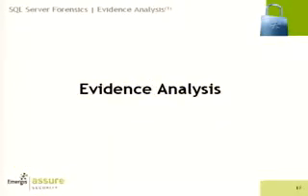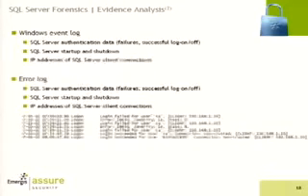Now that we've gone over how to collect evidence, a primer on evidence, we're going to go into how to actually analyze it. We get into the good stuff now. Windows event log, touched on this briefly before, records authentication data, so failures, successful logins, log-offs, SQL Server startup and shutdown activity, and as well the IP address of SQL Server client connections.